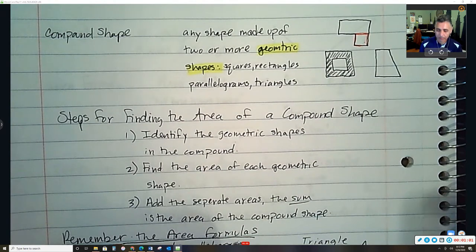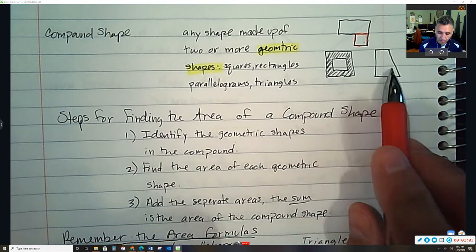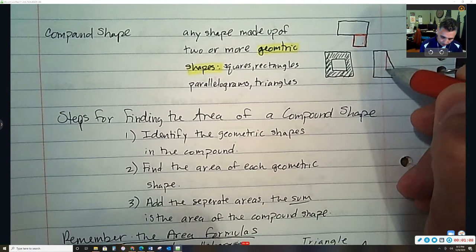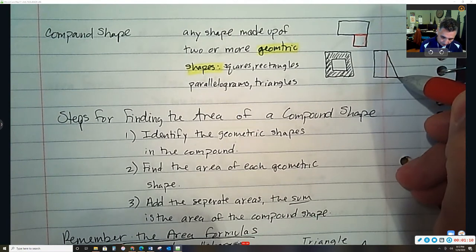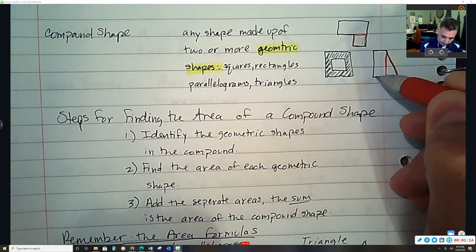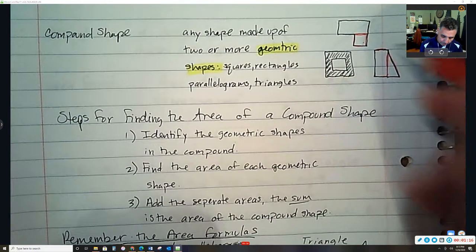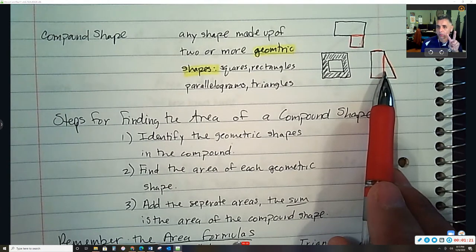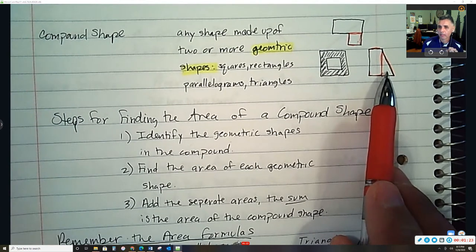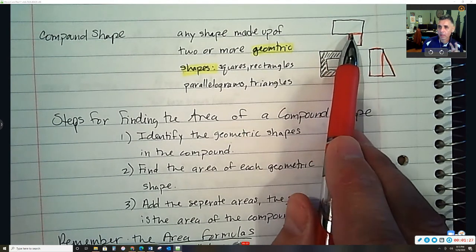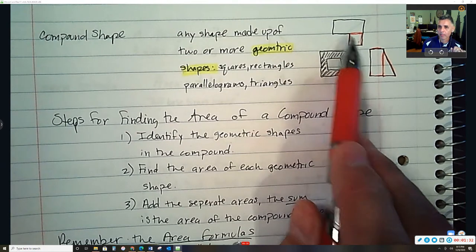Okay. Same thing if you look at this one here. Let's say we draw a line that goes straight down this way, right? Then you have a triangle here, and then you have a rectangle on the left-hand side. Okay. So this compound shape is made up of two geometric shapes, a rectangle and a triangle, and then this compound shape is made up of two geometric shapes. It's made up of a rectangle and a square.